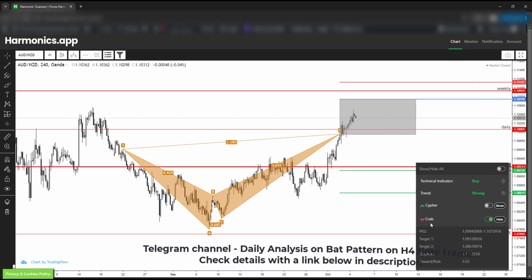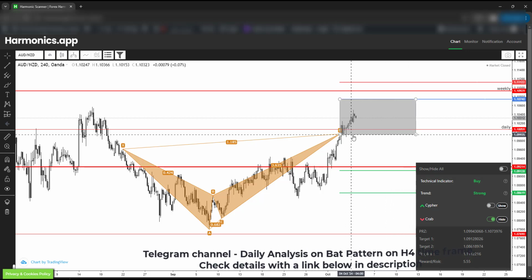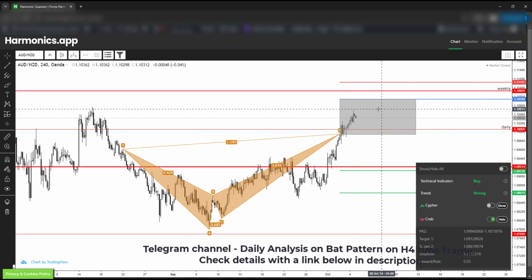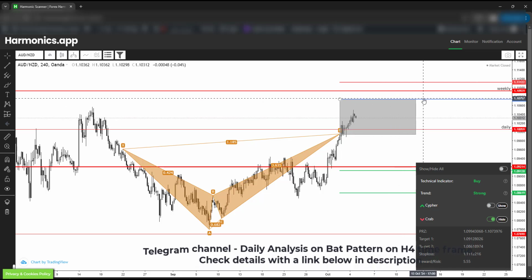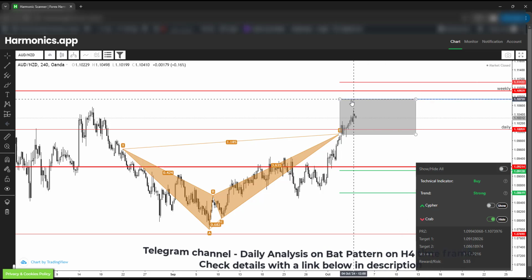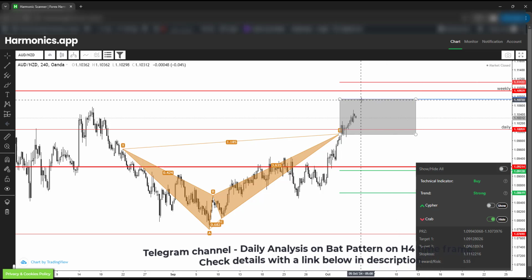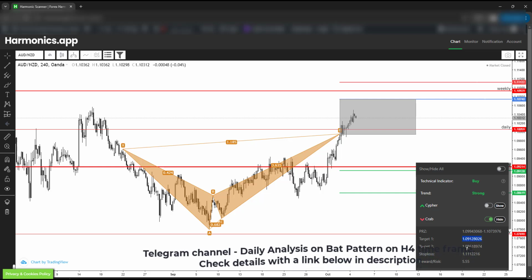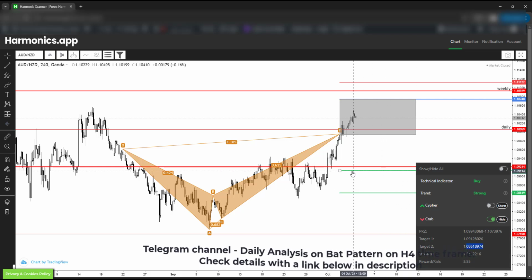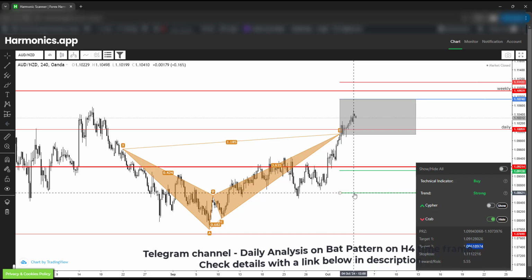These levels are the potential reversal zone, which means the gray area is the area where the potential reversal is, which means a possible entry level, but the blue line represents where the entry level would be in the best case. In this example, we have a target 1 and a target 2. These are the green lines. The first one is here and the second one is here.